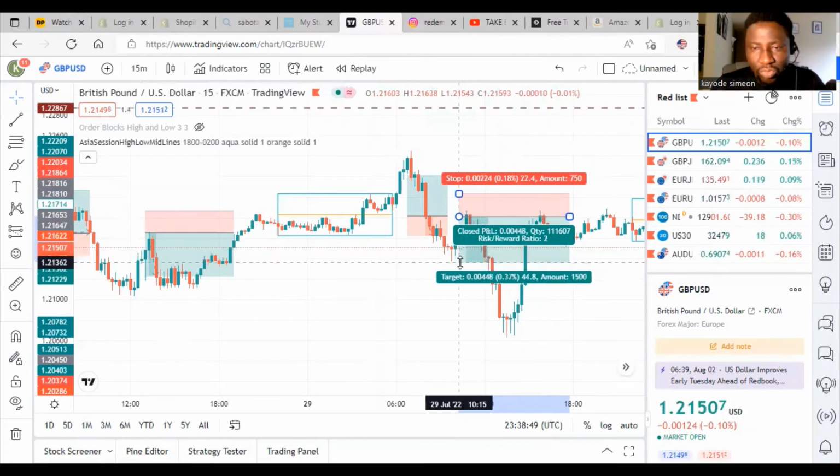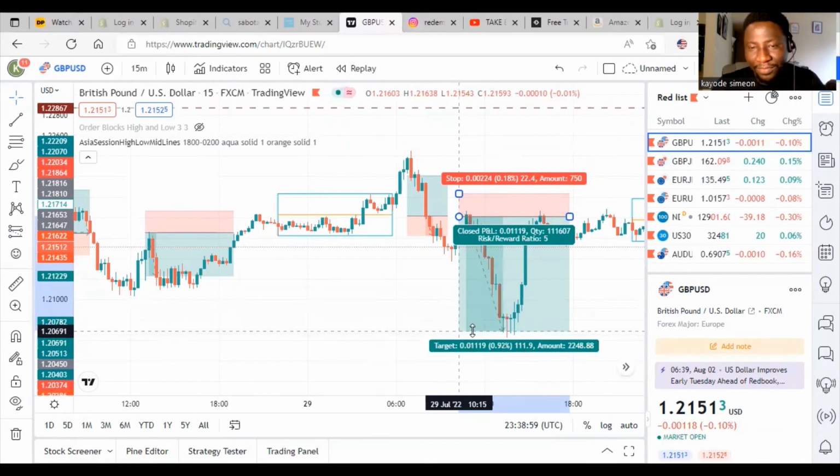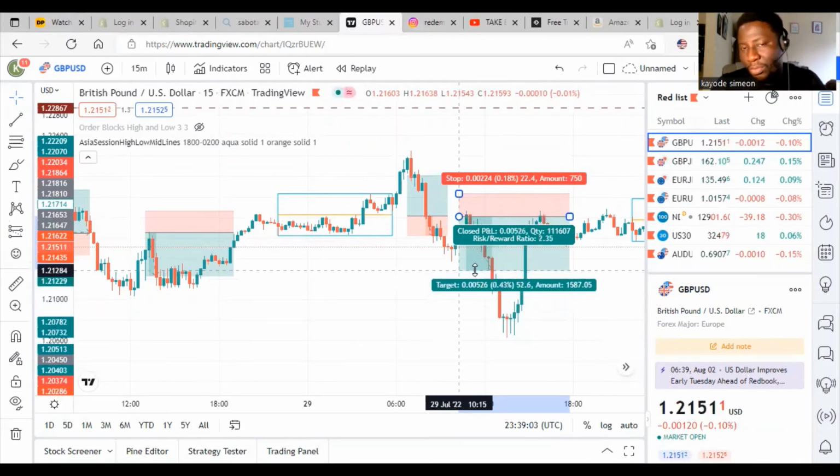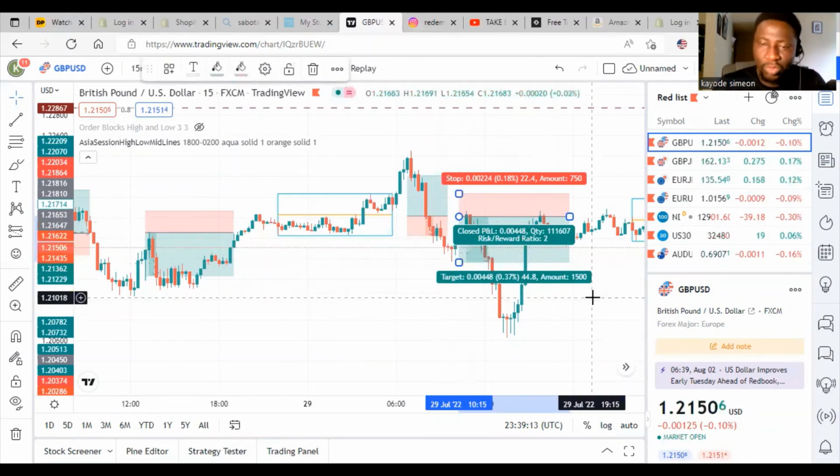Then we go to 1 to 2. This is 1 to 2. It triggers our entry. It hits our take profit. In a case like this, it can actually get to 1 to 5. You see, 1 to 5 even. So sometimes you might use a trailing stop or whatever to gain more, but I just use 1 to 2. I lost this one, I won this one.